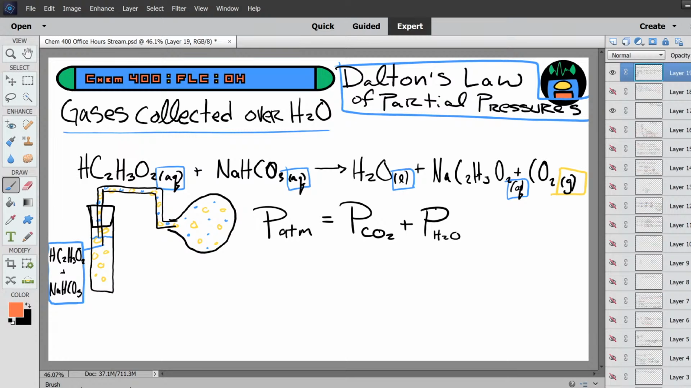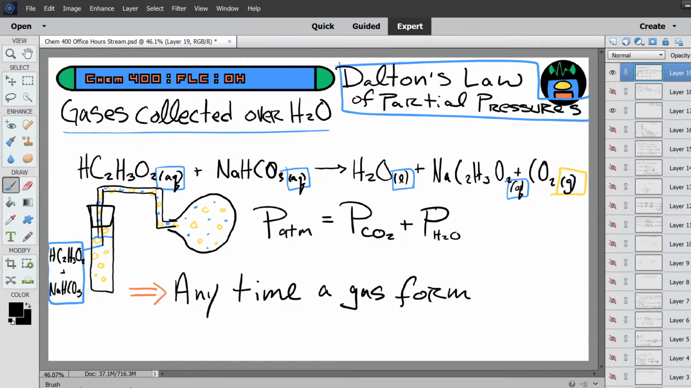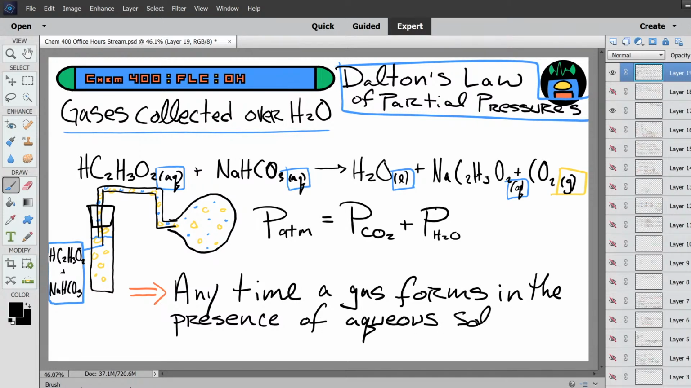Anytime, and this is the take-home message, and we will see plenty of examples of this, anytime a gas forms in the presence of aqueous solutions, that gas is collected as a mixture.